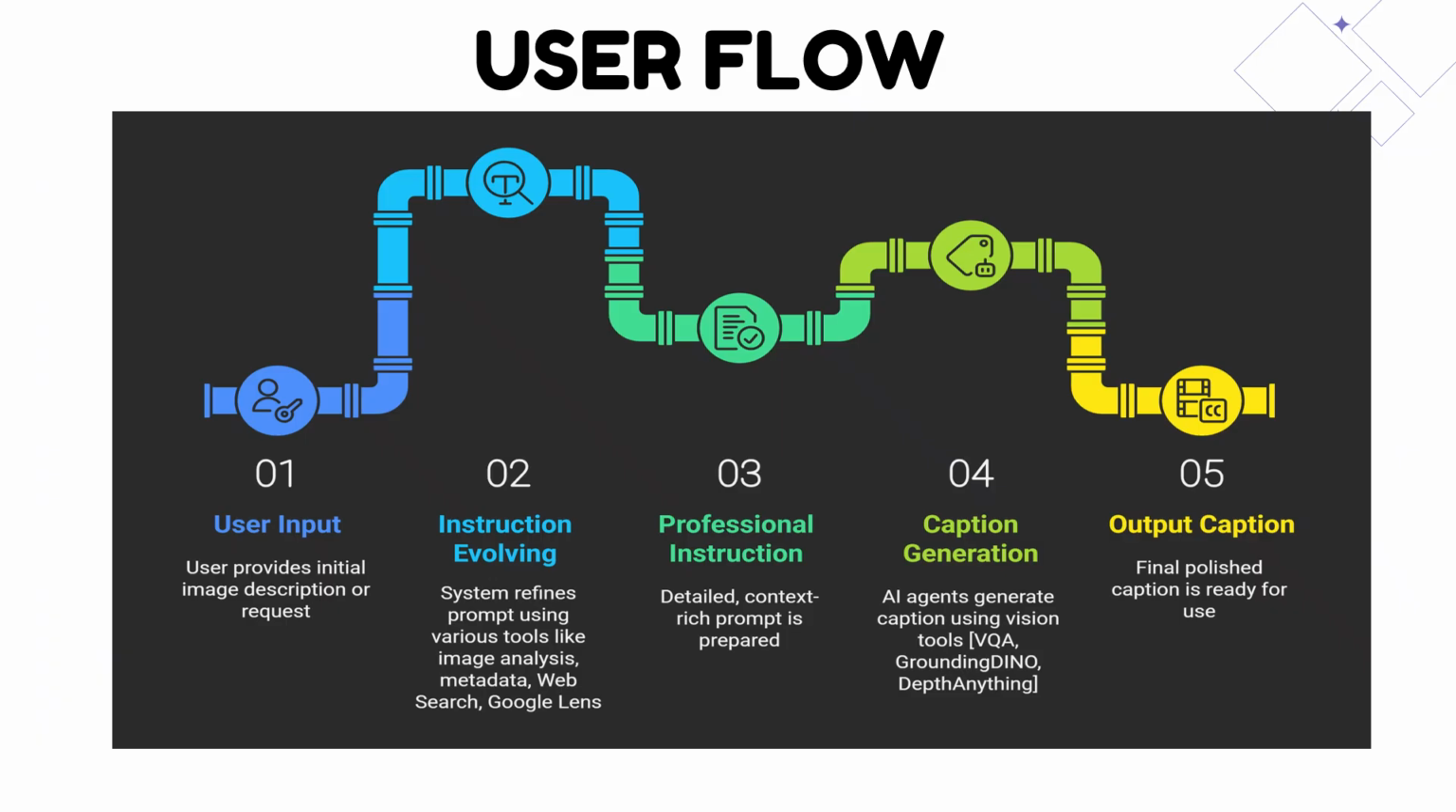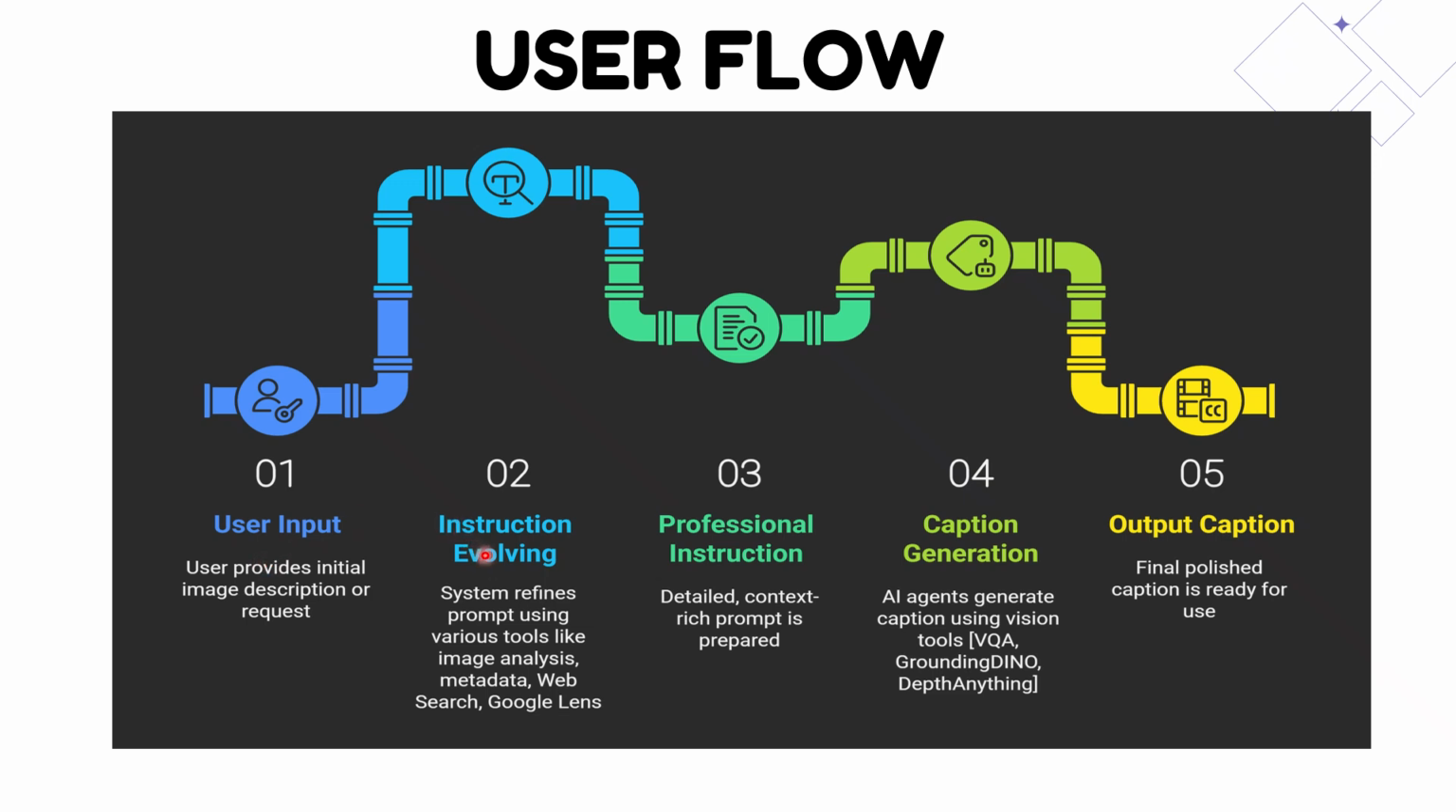This is the user flow, and this is how the end user utilizes our tool. First we begin with the user input. The user provides an initial image description like describe this image or caption this image. He can also include the tone of the caption that he needs, like describe this image in a funny tone, etc. And he can also limit the size, like describe this image in 10 words, etc.